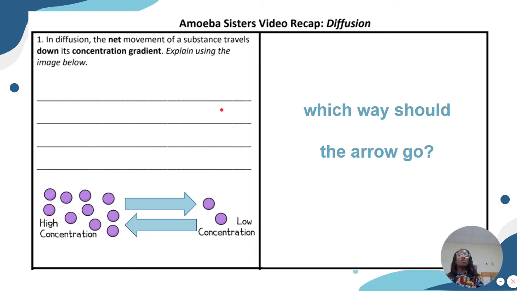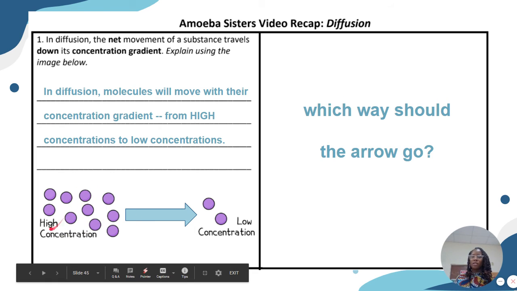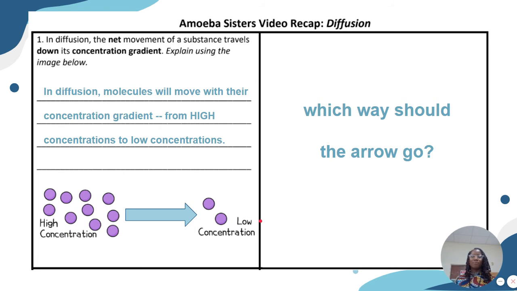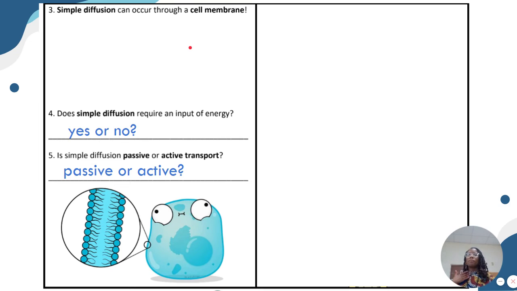Which way should the arrows go? Well, the arrow should definitely go that way. It's going from high concentration down to low concentration. Good job. So simple diffusion can occur through a cell membrane. Does simple diffusion require an input of energy? No, it does not, and it is a passive process.